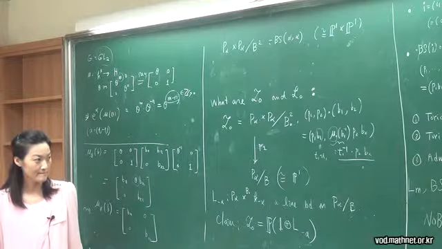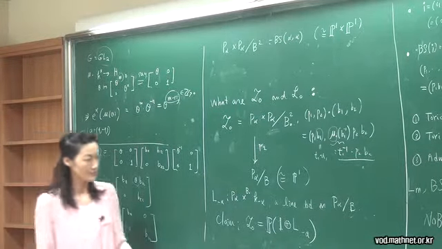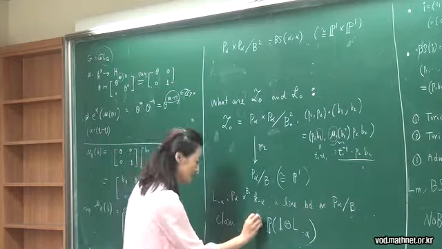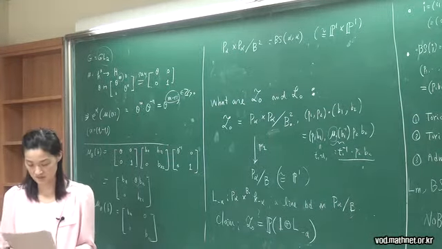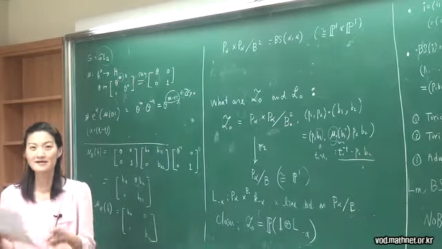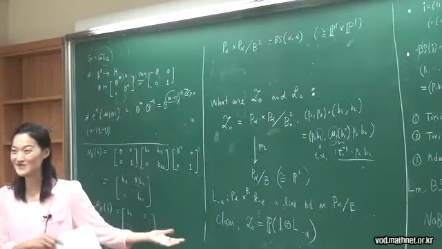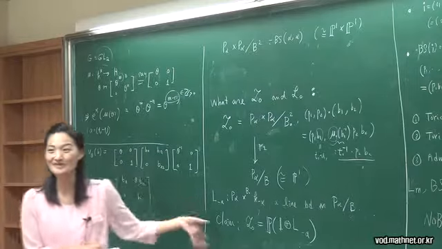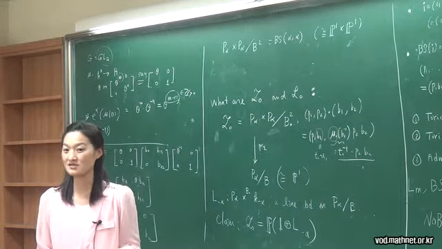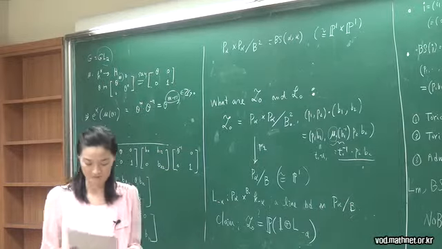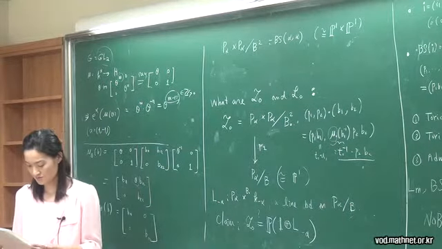Why is it 0 and 1 times L? Are you asking me? Yes. If we have more time later, I will show you the computation. It's just computing the weight of this Cartan subgroup action.